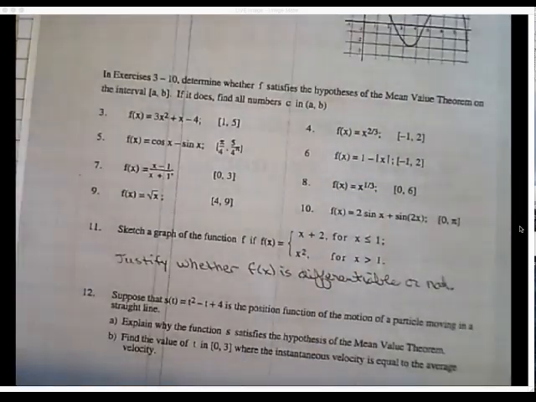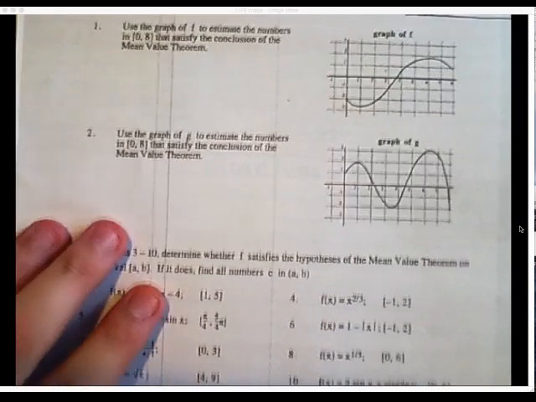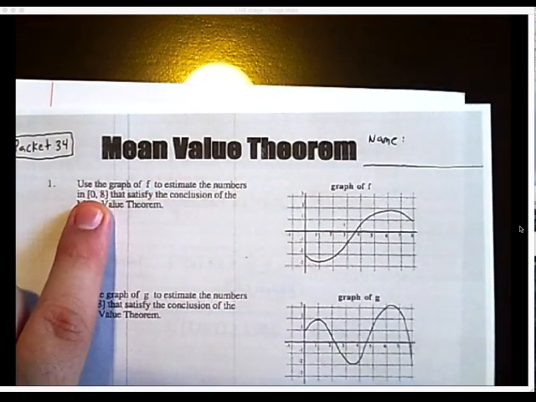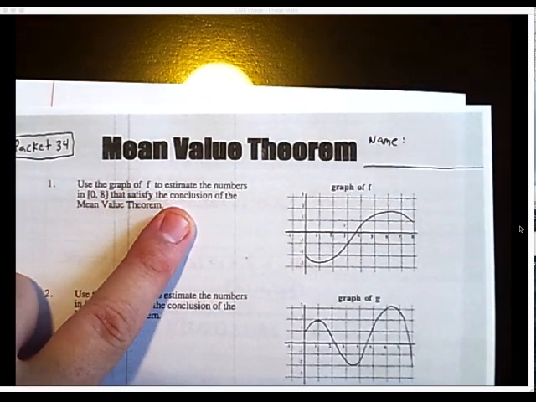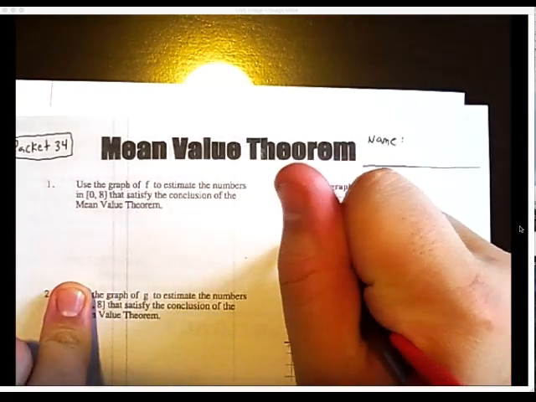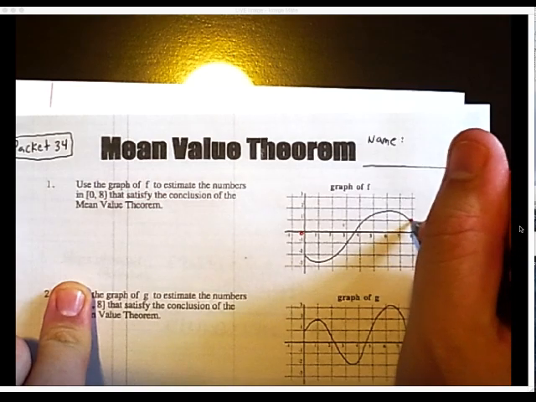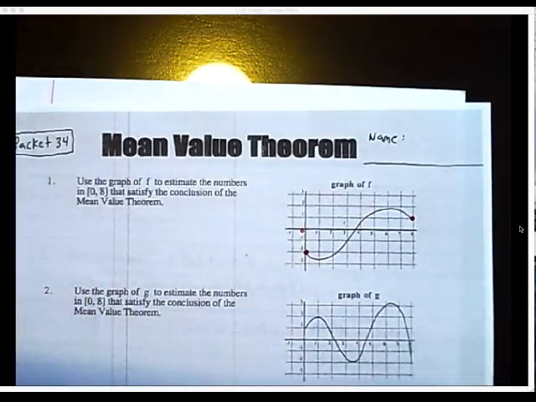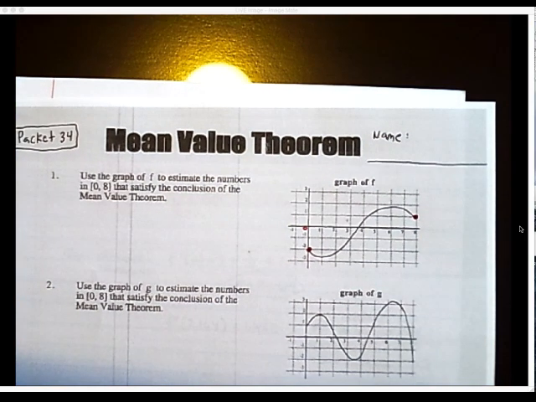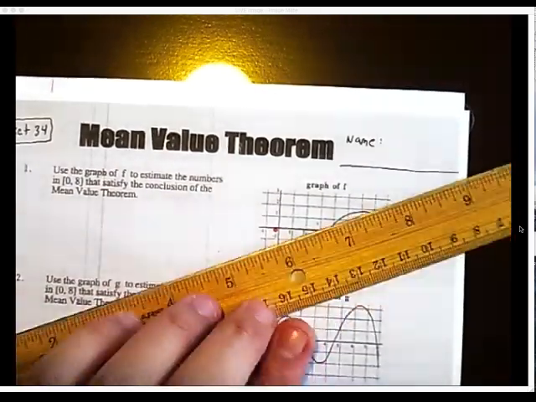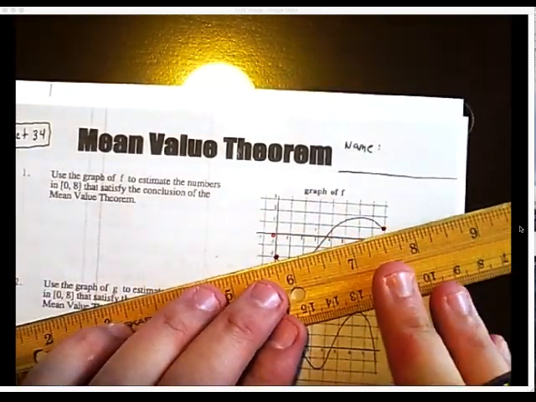Let's look at a couple problems from the homework. In the beginning here, it says use the graph of f to estimate the numbers in 0 to 8 that satisfy the conclusion of the mean value theorem. So here's an x value of 0, there's the x value of 8. Go ahead and fill in these points, and then using a straight edge or a ruler, draw in the secant line between those points.